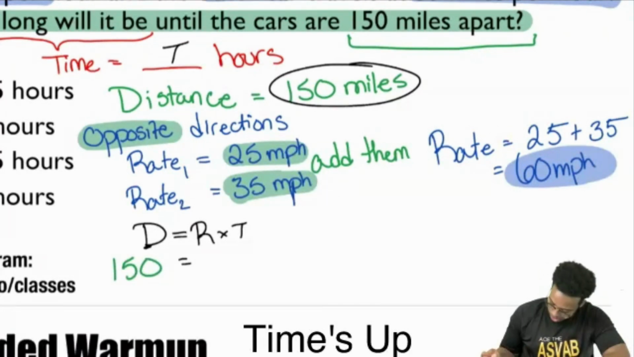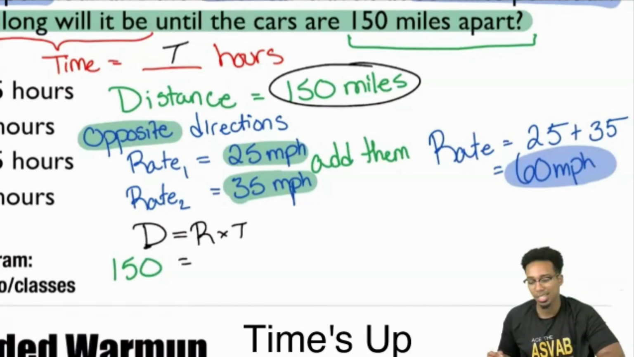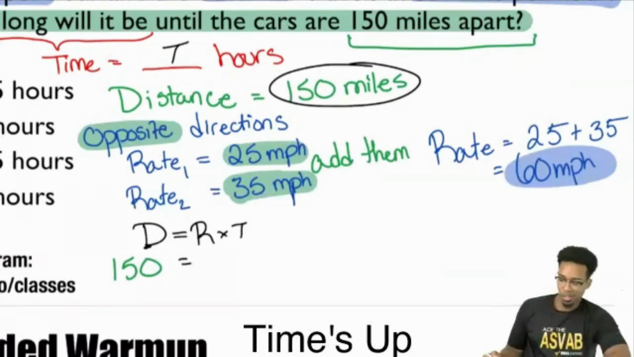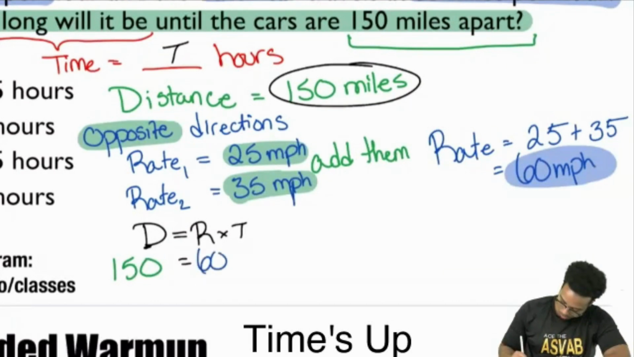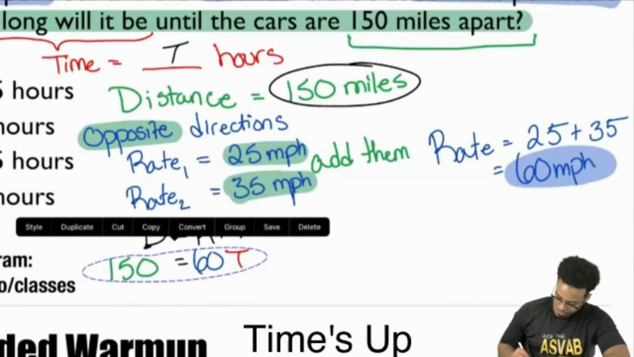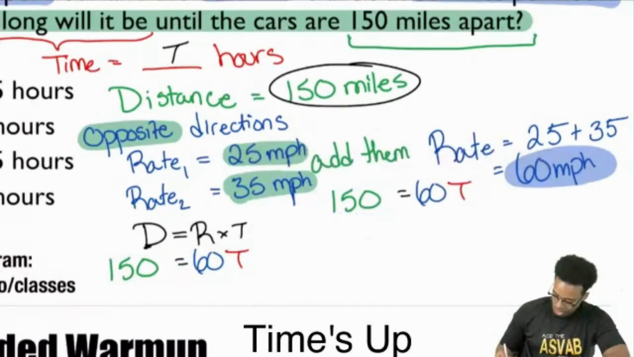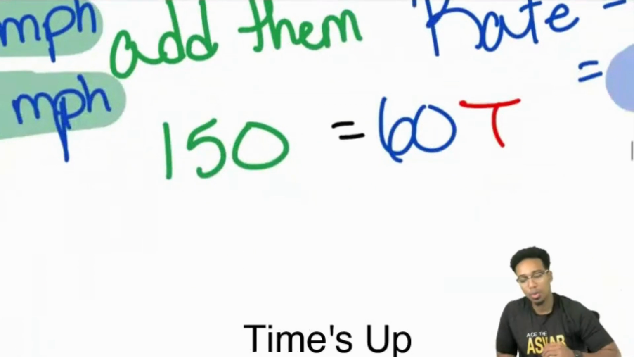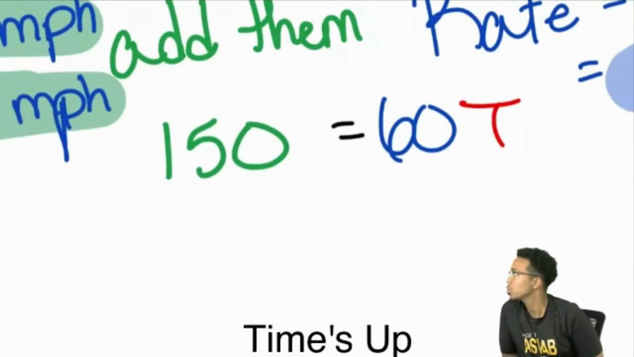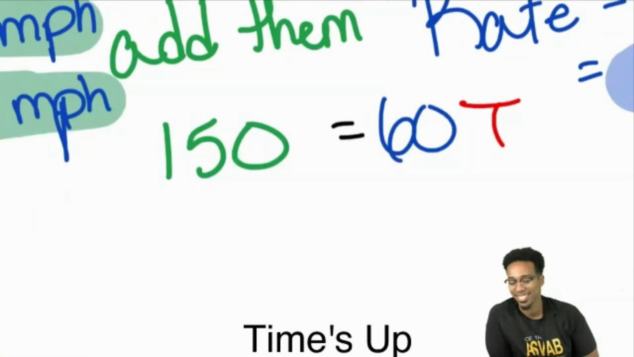Then my rate, what's my rate going to be again, everybody? That's going to be 60 for sure. And then we have T for time, so 60 T. So allow me to take this right over here, and we're going to solve this thing. Everybody, how are we going to solve this? How do we solve for T?